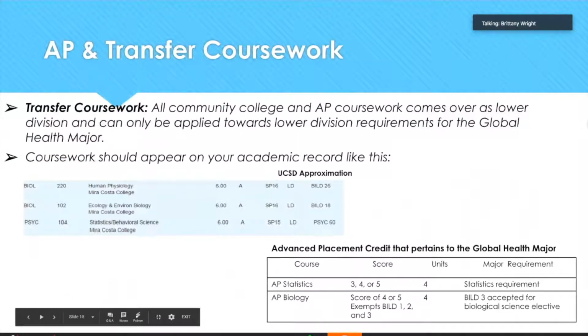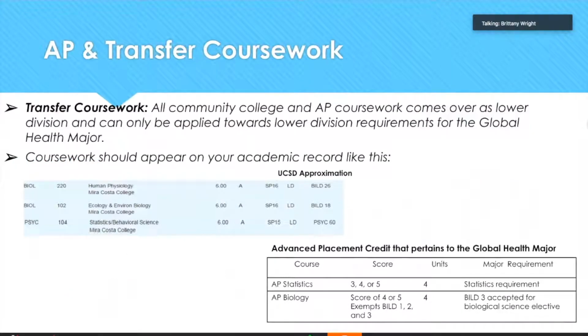So as I mentioned, there's a couple courses that you can get covered from previous coursework, either at community college or if you've transferred from another school or you've taken AP courses. So if you're transferring from a community college, all of your coursework is counting as lower division. So there's only a couple of global health courses that are lower division that you could actually satisfy before coming here. So that would be the stats requirement and up to 2 biology courses.